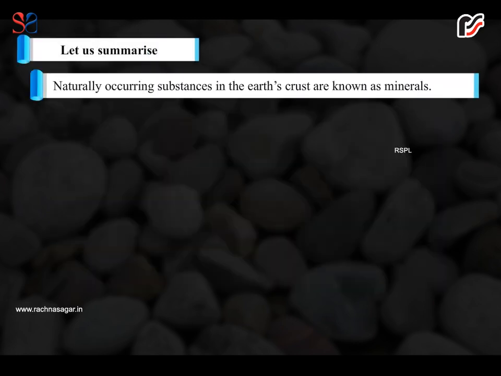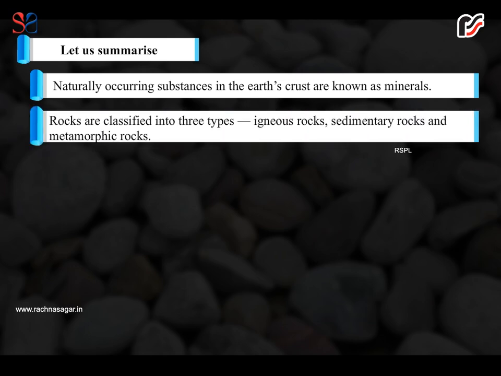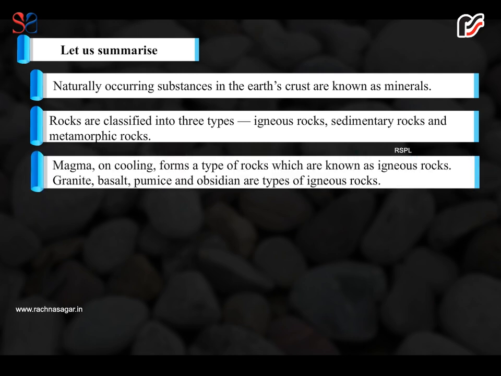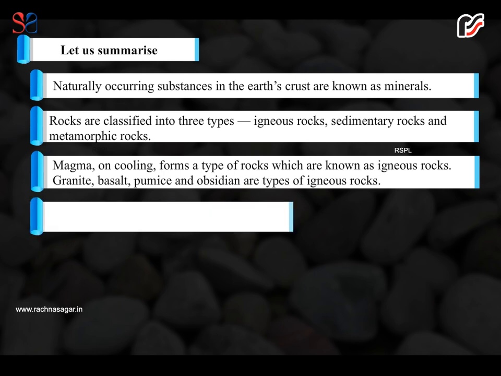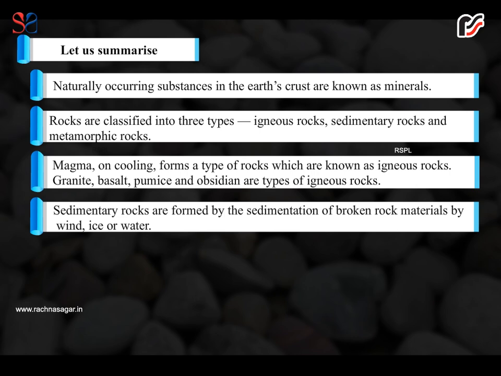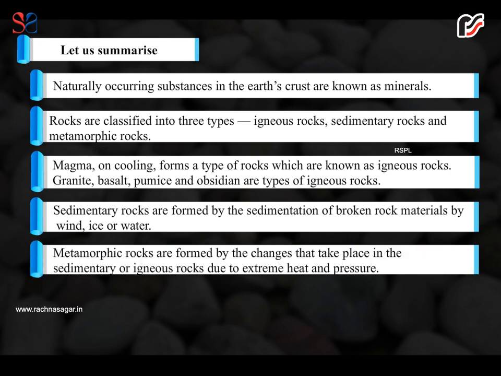Naturally occurring substances in the earth's crust are known as minerals. Rocks are classified into 3 types: igneous rocks, sedimentary rocks, and metamorphic rocks. Magma, on cooling, forms a type of rocks which are known as igneous rocks. Granite, basalt, pumice, and obsidian are types of igneous rocks. Sedimentary rocks are formed by the sedimentation of broken rock materials by wind, ice, or water.